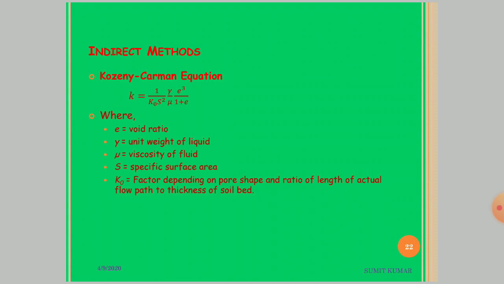There are also some empirical approaches to determine the coefficient of permeability. One form of equation that gives fairly good results in estimating the hydraulic conductivity of sandy soils is based on the Kozeny-Kármán equation. According to the Kozeny-Kármán equation, permeability K is equal to 1 by K naught into S squared into gamma by mu into e cubed by 1 plus e, where e is the void ratio, gamma is the unit weight of liquid, mu is the viscosity of that liquid, S is the specific surface area, and K naught is the factor depending on pore shape.